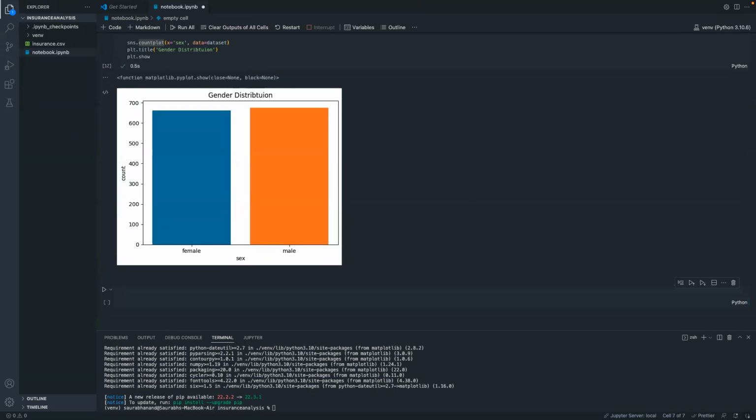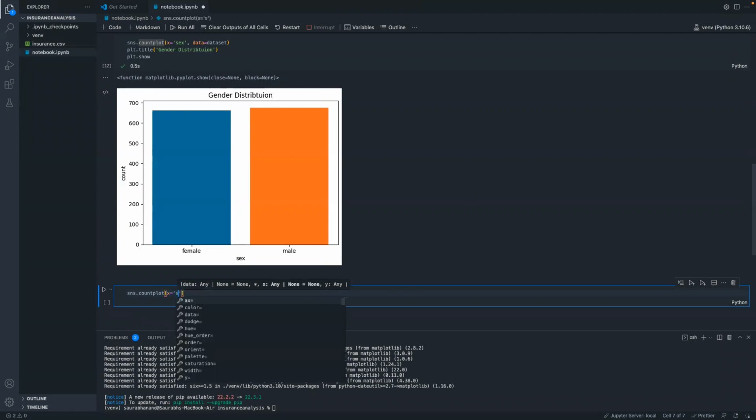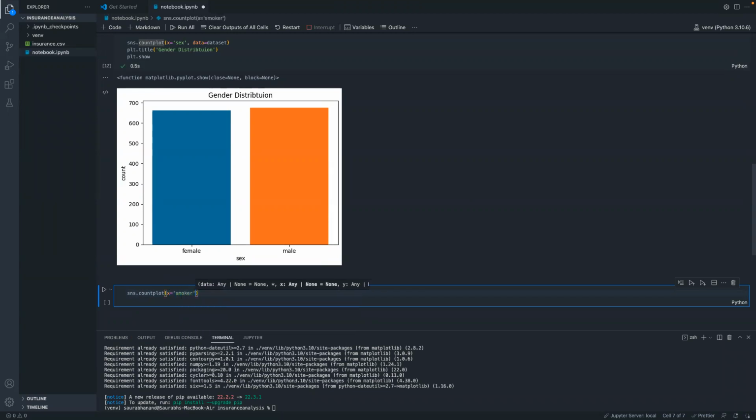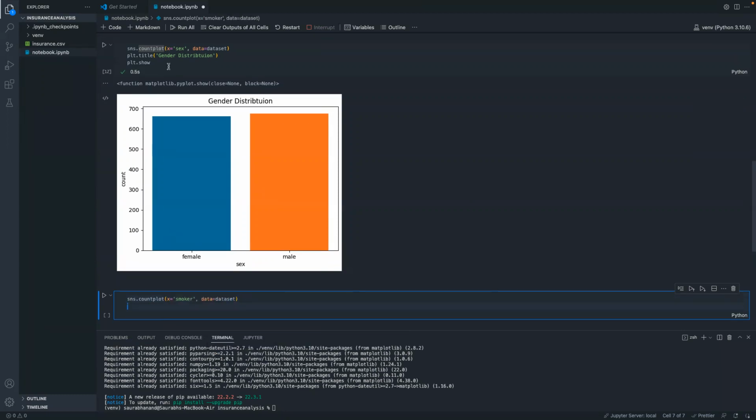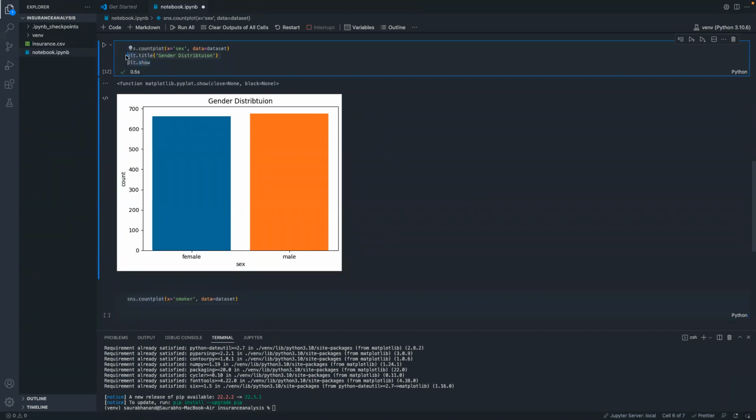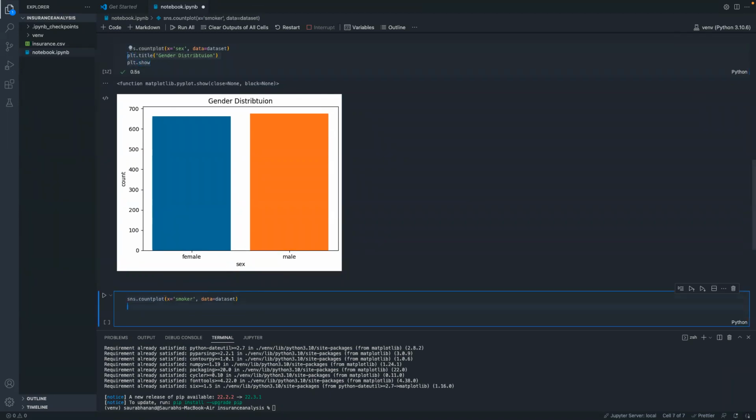Now, after doing gender, I would like to visualize what my smoker distribution is, that is, the distribution of smokers versus non-smokers in my data set. For that, again, I'll use count plot. I'll put x equal to smoker, and data equal to data set. And I'll do the same plt.title here, and I'll call it smoker distribution.